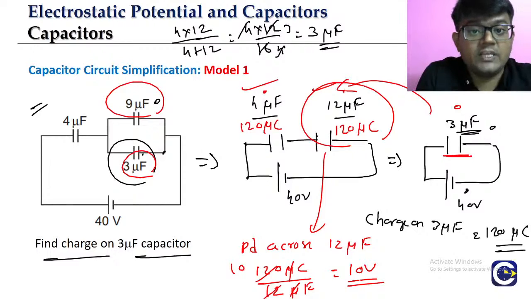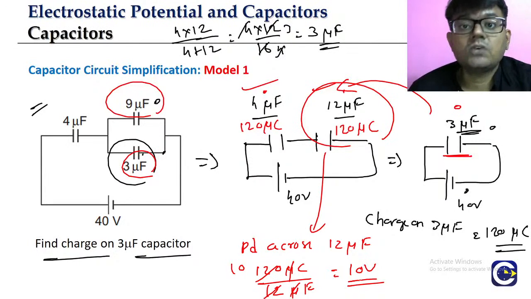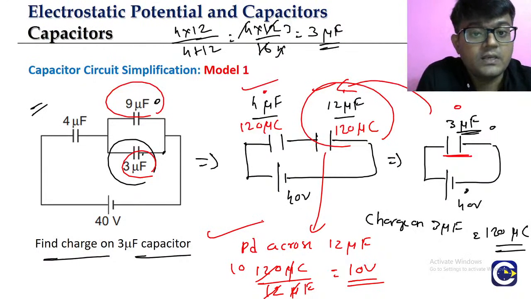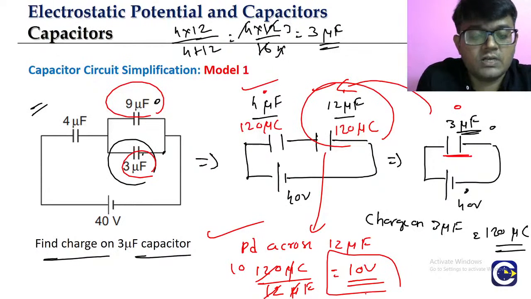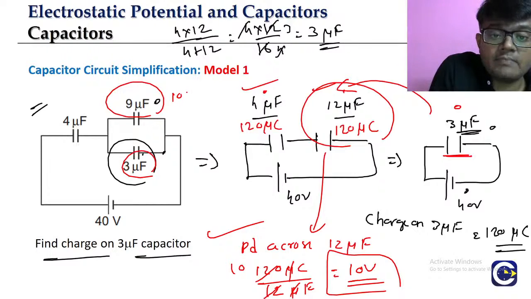In the parallel case, when you have a parallel combination, the parallel combination will have the same potential difference, which is equal to the potential difference on the equivalent capacitor. So on the 12 microfarad we are straight away finding the potential difference. Why? Because the 9 and 3 are a parallel combination. So whatever the potential difference is, here the answer is 10 volt. So the potential difference on the 9 microfarad is 10 volt.